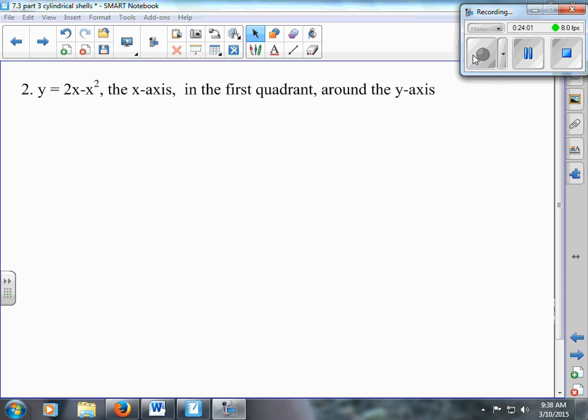Okay, so here we have our first example. We have y equals 2x minus x squared and the x-axis in the first quadrant around the y-axis. So I know you guys, your favorite part is graphing it. So I'm going to let you muddle through this for a little bit. How am I supposed to graph this? There is a parabola. Upside down.